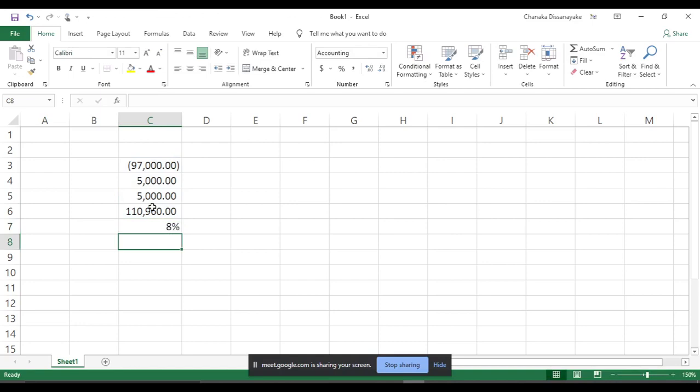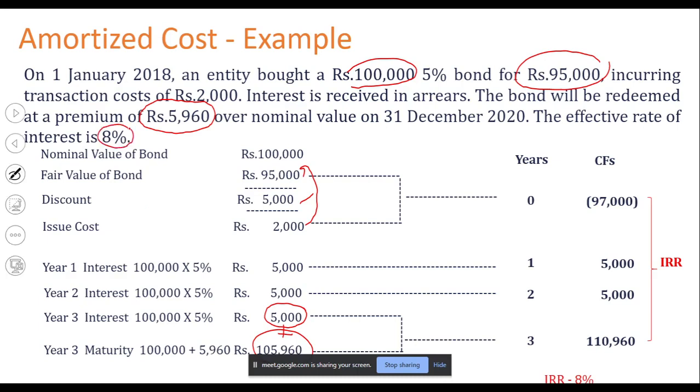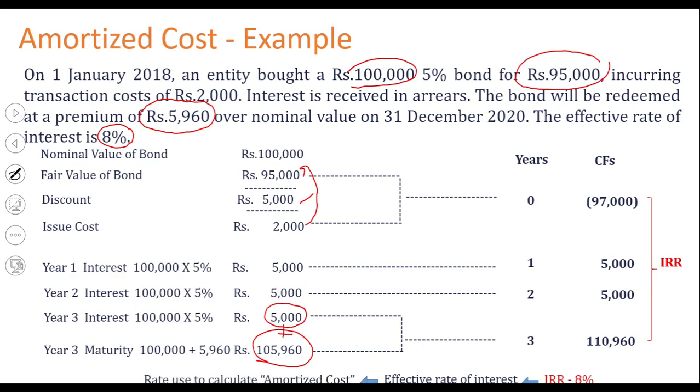What is this 8%? This is the amortized cost rate. At the examination, you will get this effective interest rate; you do not need to calculate it. Here also they have given the effective rate of interest as 8%, calculated using the same formula. So you can also calculate and see how it comes. Now we know how to get this IRR. IRR is what we refer to as the effective rate of interest, which is used to calculate the amortized cost.